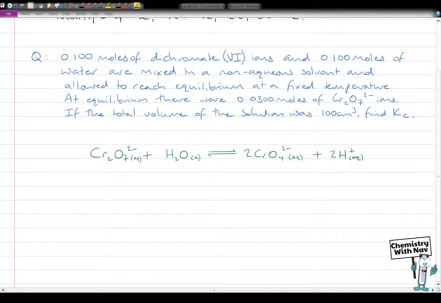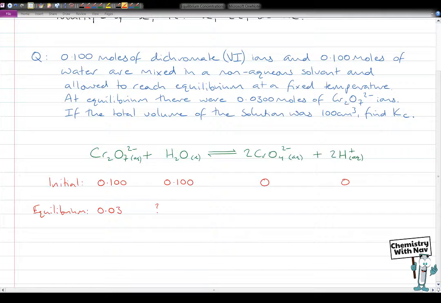So the major issue is writing in the concentrations, or the moles in this case. So we need to know the initial moles, and we need to know the equilibrium moles. And the initial moles are given as 0.1 for both of the reactants. And because it's an equilibrium and we're starting just with reactants, we assume from the question that the two products are 0 because they're not there at the beginning. And then the only thing that we're told is that at equilibrium there's 0.03 of the dichromate.